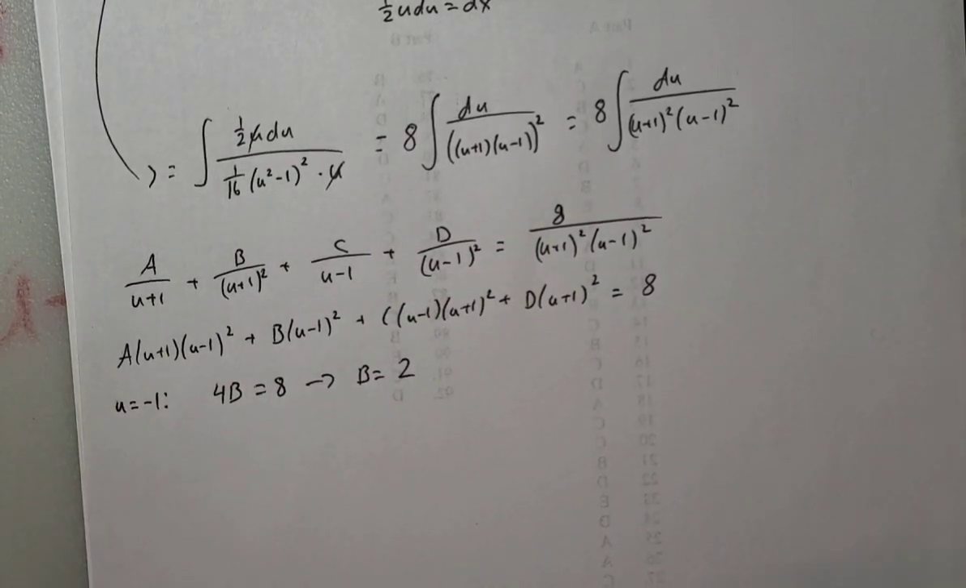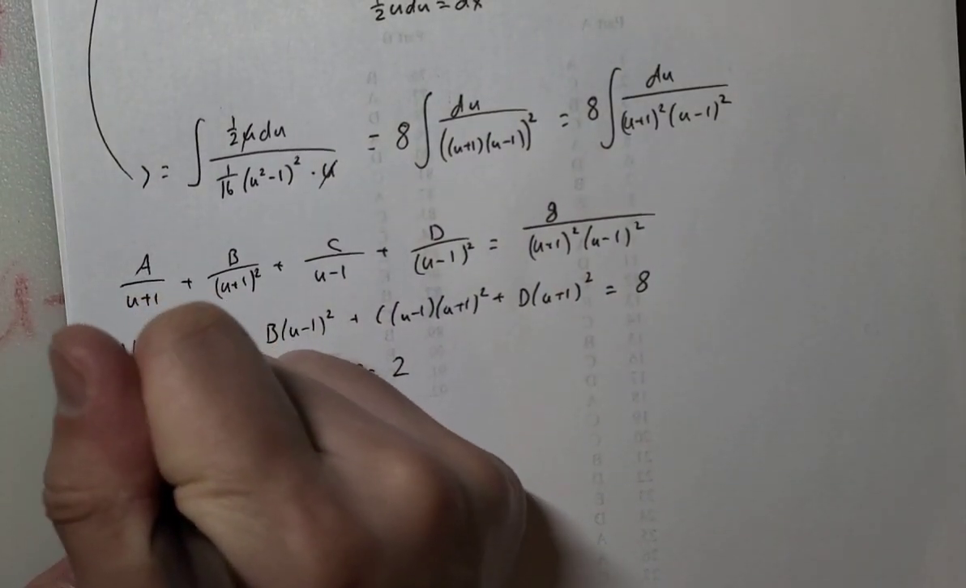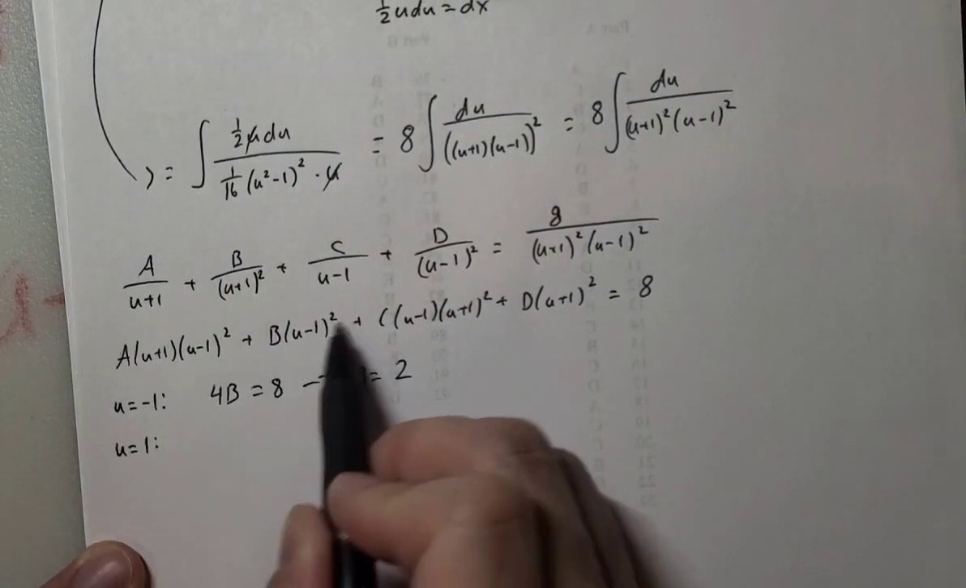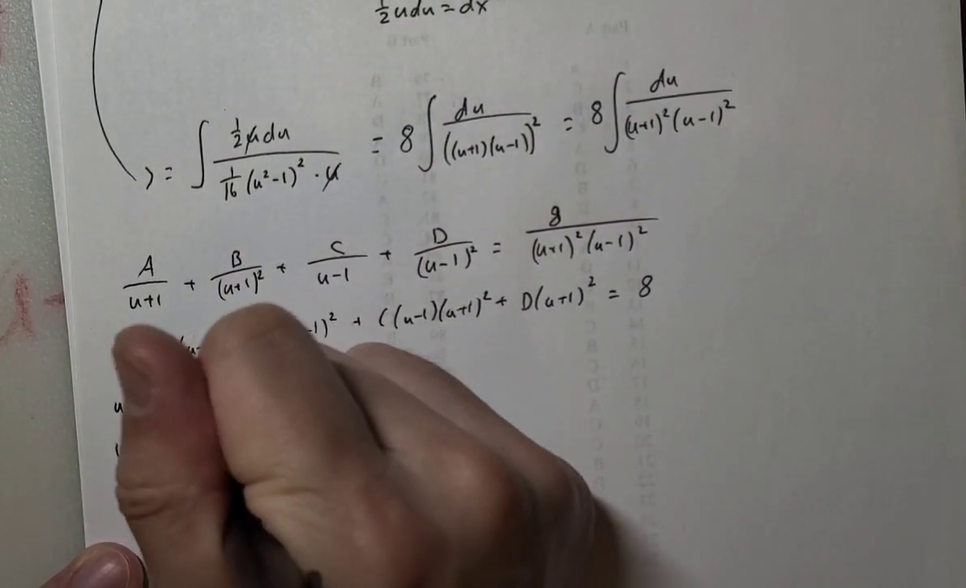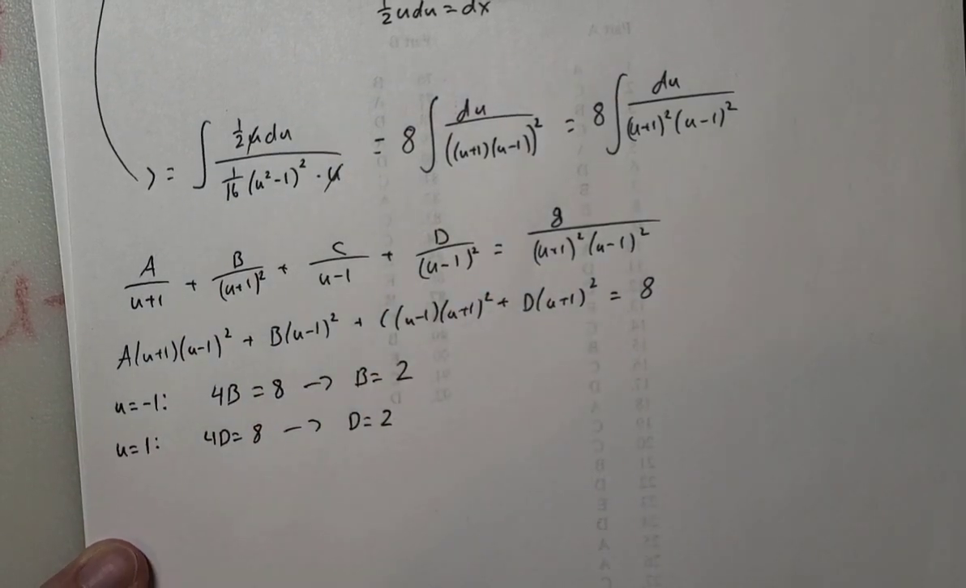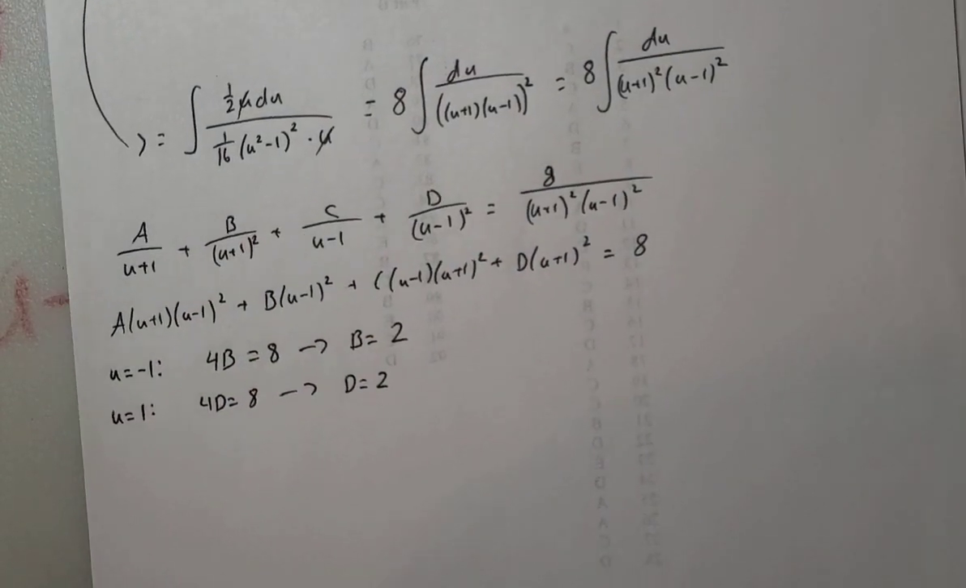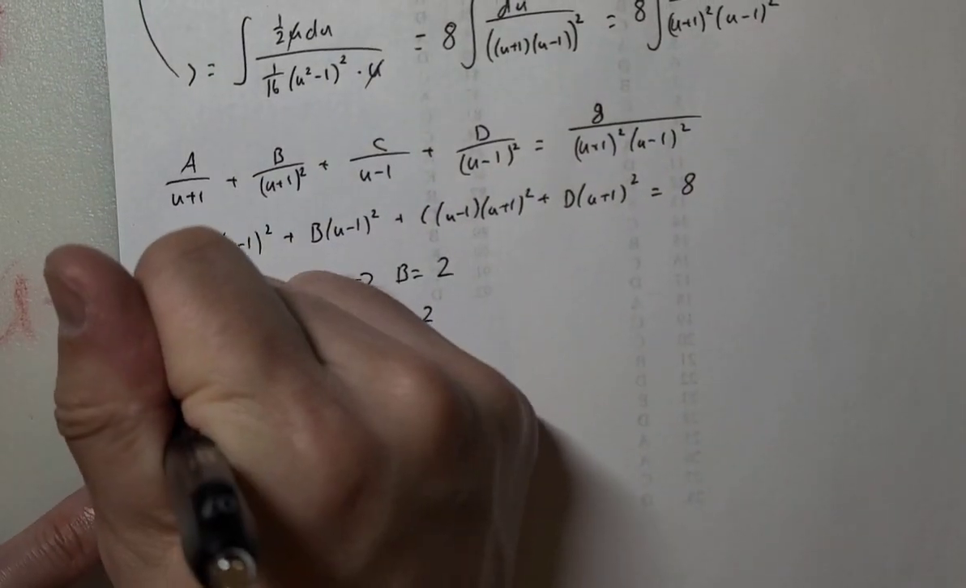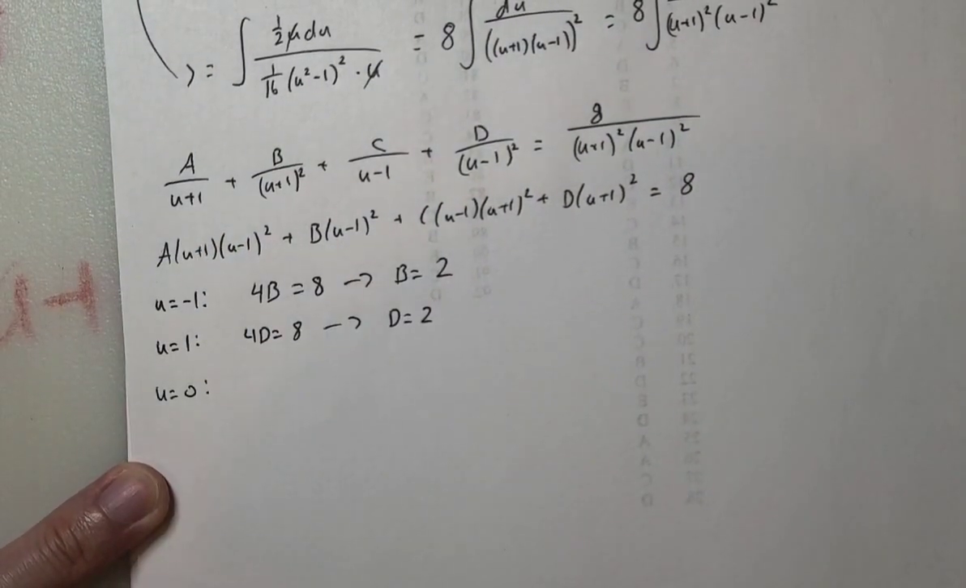Okay, so we can plug in u is 1 also. This would go away, this would go away, this would go away. We get 4d is equal to 8. So d is also equal to 2. Okay, so we still have a and c to find. We can plug in two other numbers, like u is 0, for example.